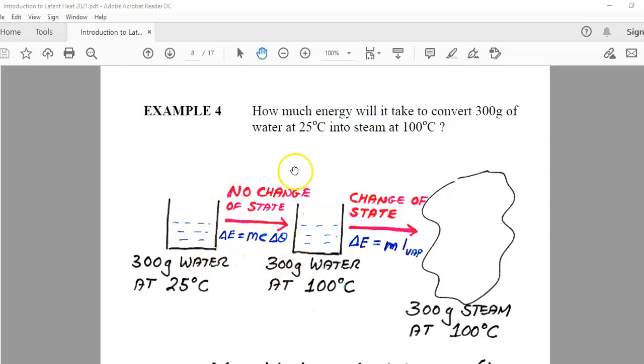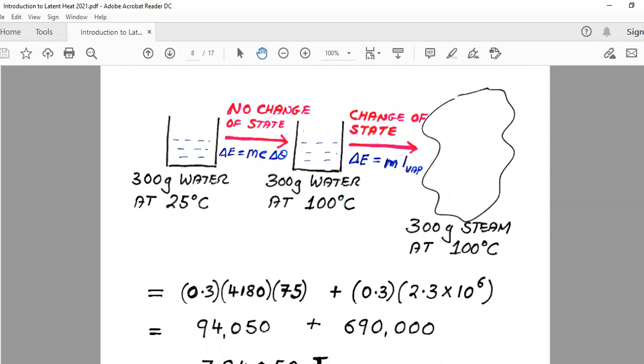First of all, this energy change here does not require a change of state, so we use this formula. And then when we've got the water at 100 degrees, to change its state into steam still at 100 degrees, that does involve a change of state, so we use this formula. Applying those formulas, obviously write down the formulas first, as I have. Applying those formulas, we get this.